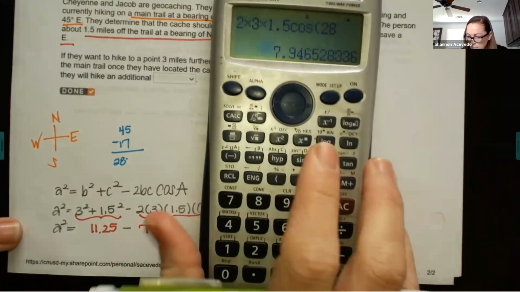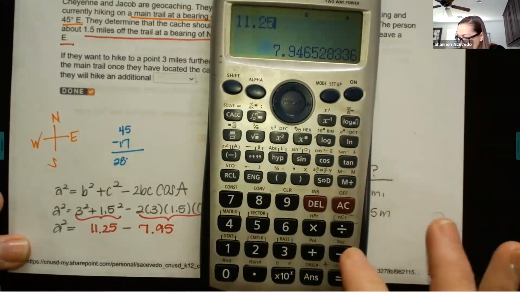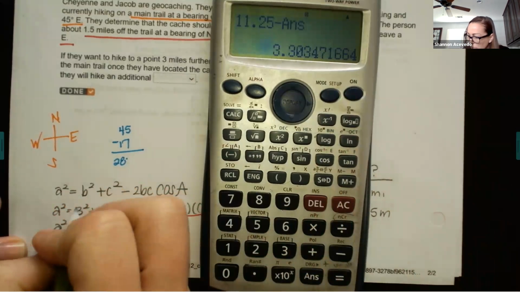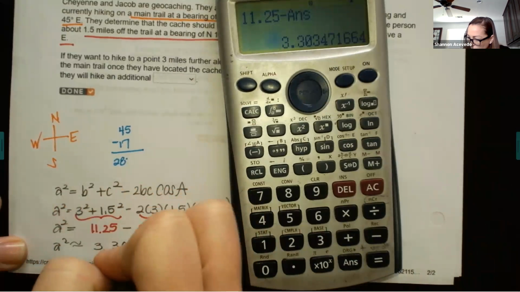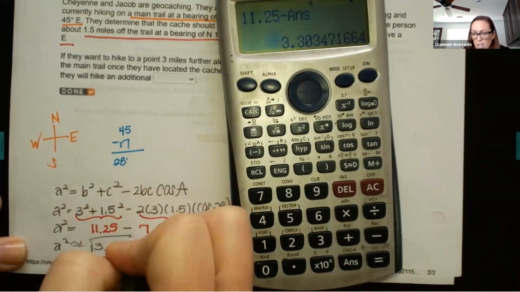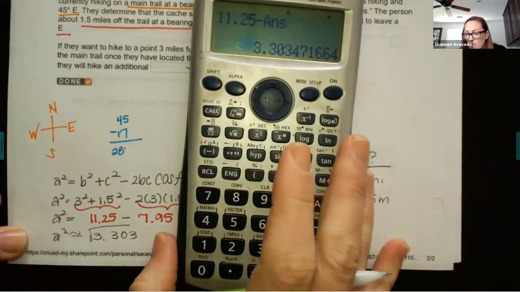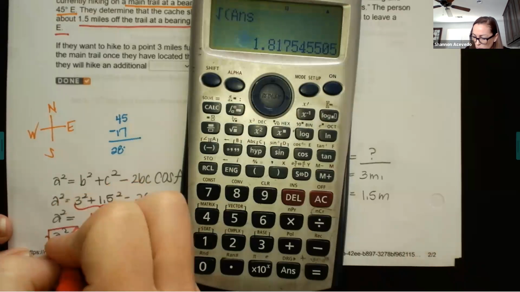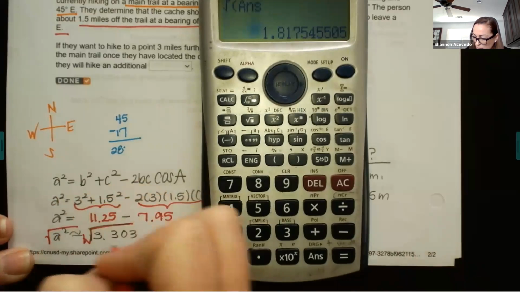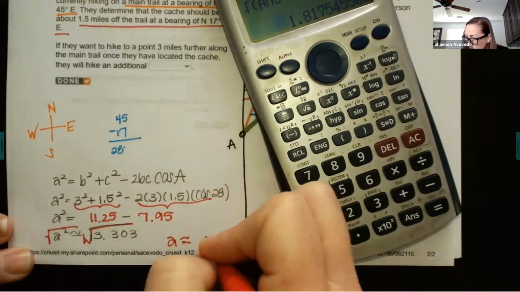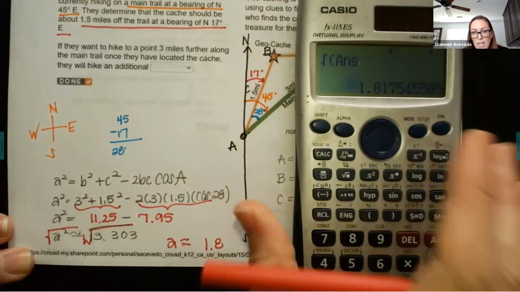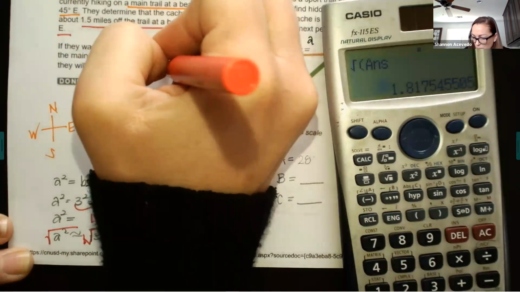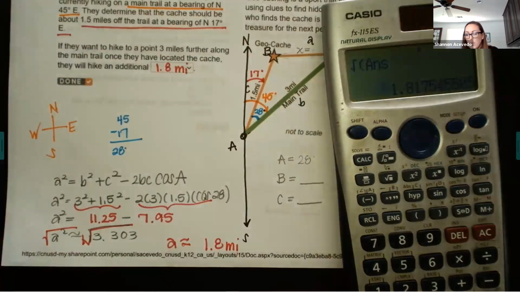So I subtract these. 11.25 minus my answer, and I get A squared is approximately 3.303. You could do it however you want for your paper, but really I would just leave it all in the calculator. So it's the square root of that answer. Remember, I need to take the square root of each side. So I end up with A is approximately 1.8 miles. 1.8 miles. That's what they were looking for.